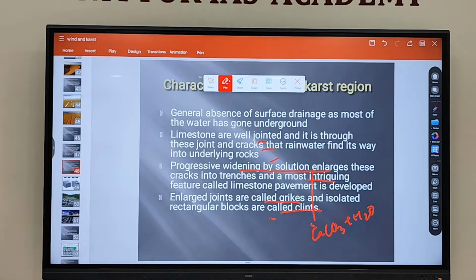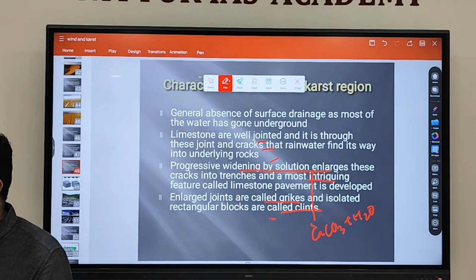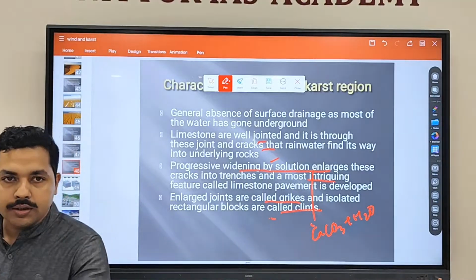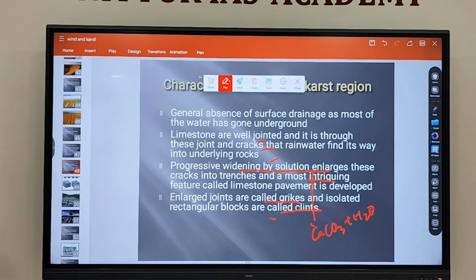Fine. So these are the characteristic features of karst land. The first thing to keep in mind: what is a karst region? Where rocks are rich in limestone or dolomite. Another term we have used: if magnesium is present, it is called dolomite. Second, water will not flow on the surface, rather it will move underground. Third, it consists of well-jointed rocks. These joints are there. Over a period of time, these cracks will get enlarged. This enlarged part is called what? Grikes. And the isolated blocks are called clints. Clear?